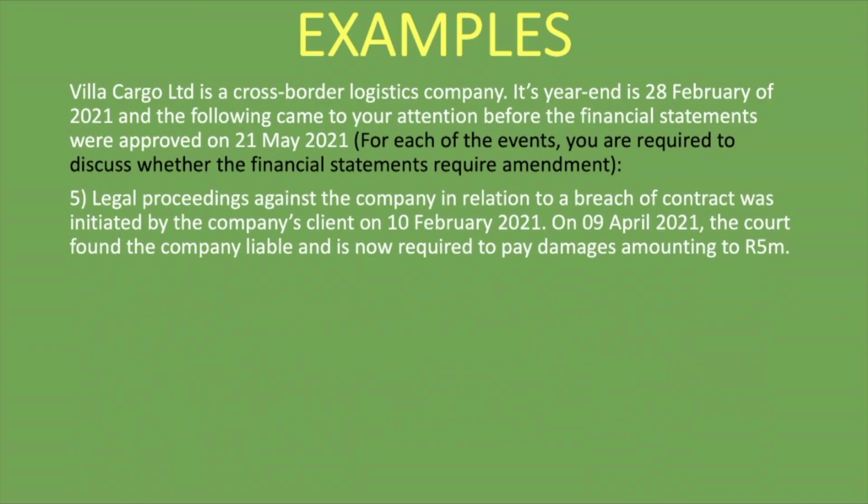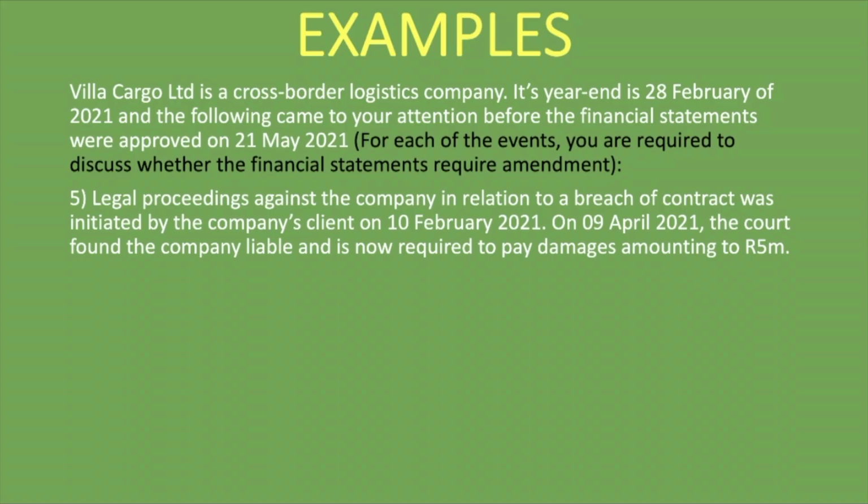We're told here that legal proceedings against the company in relation to a breach of contract was initiated by the company's client on the 10th of February 2021. Again, that is before the end of the financial year. And on the 9th of April 2021, the court found the company liable and is now required to pay damages amounting to 5 million rand. Again, you look at the dates here, very important. We know that our year end is 28th of February, and we know that the legal proceedings was initiated on the 10th of February, so that is before the financial year end, and it was concluded on the 9th of April, where the company was liable to pay 5 million rand.